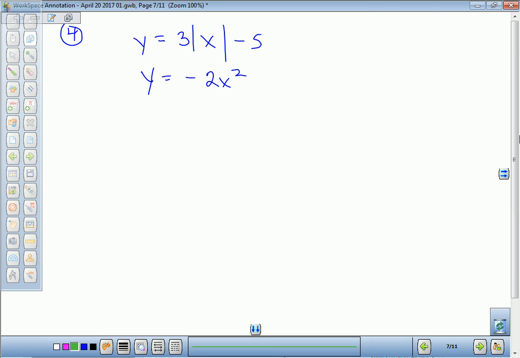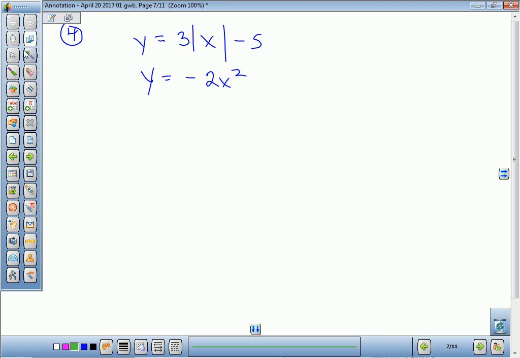Okay, now, the last one. We're going to kind of do the same thing. We're going to see algebraically what we get, and then we can verify graphically. They're not all going to work.